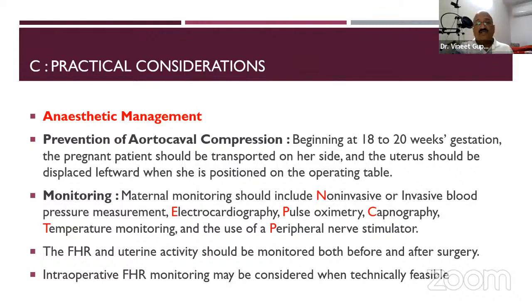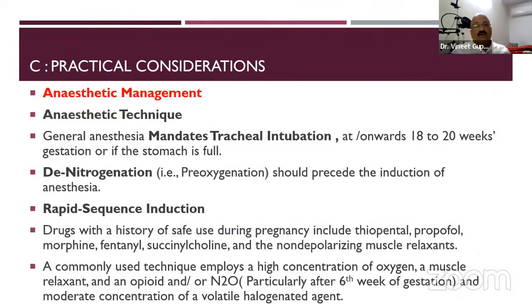Then monitoring. Usually maternal monitoring should include non-invasive or invasive BP, ECG, pulse oximetry, capnography, temperature monitoring, and use of a peripheral nerve stimulator. The fetal heart rate and uterine activity should be monitored both before and after the surgery. Intraoperative FHR monitoring may be considered when technically feasible. Then anesthetic technique: general anesthesia mandates tracheal intubation from 18 to 20 weeks gestation onwards, or even if it is less than 18 to 20 weeks if the stomach is full. The point is, we can get away with a supraglottic device in many of these general anesthesia non-pregnant patients, but be careful while using supraglottic airways during early pregnancy.